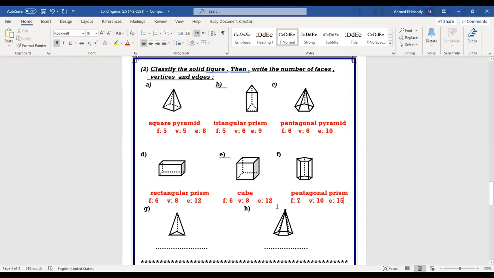The next one, guys, we have only 1 minute. This one, quickly, guys. This one, pyramid or prism? Tell me.